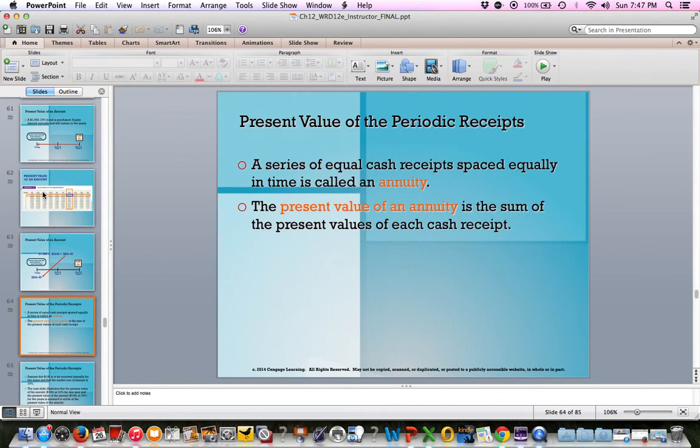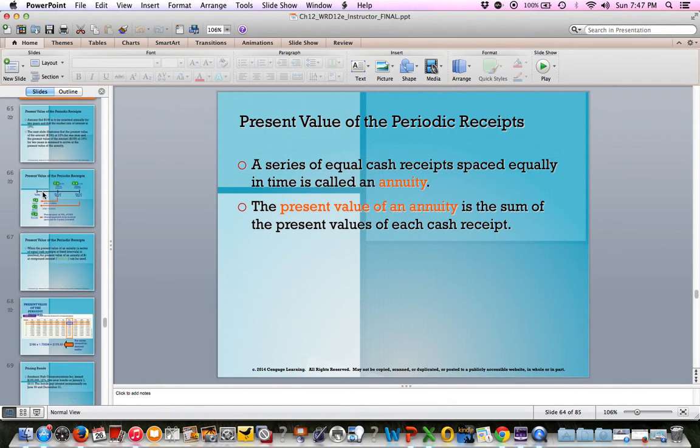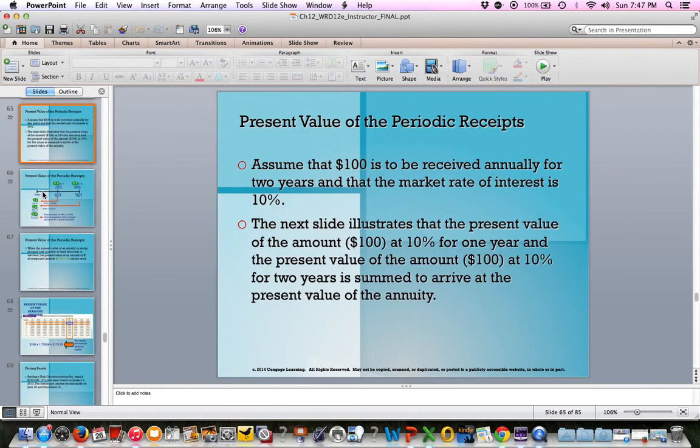Okay. A series of equal cash receipts spaced equally in time is called an annuity. The present value of an annuity is the sum of present values of each cash receipt. And that's what the interest on a bond is. It's really an annuity. So it says assume that $100 is to be received annually for 2 years, and the market rate of interest is 10%. So that's basically my $1,000 bond at 10%. That means I'm going to receive $100 worth of cash annually for the interest payments.